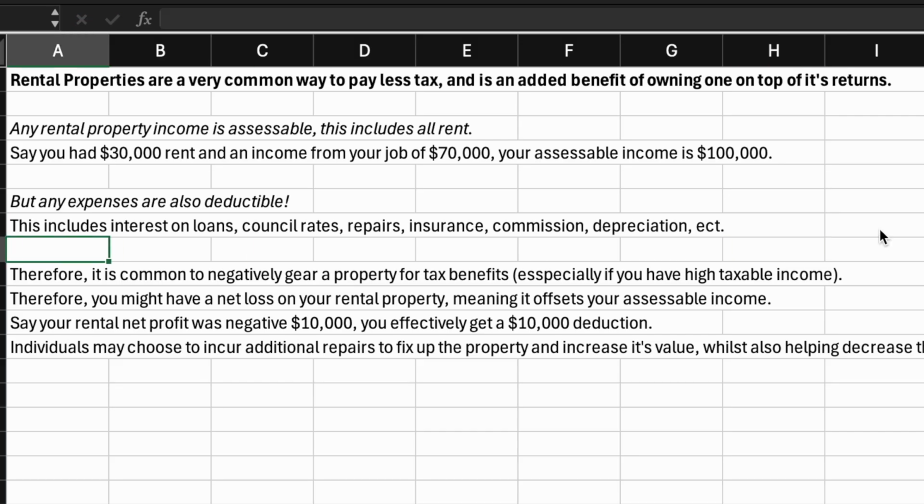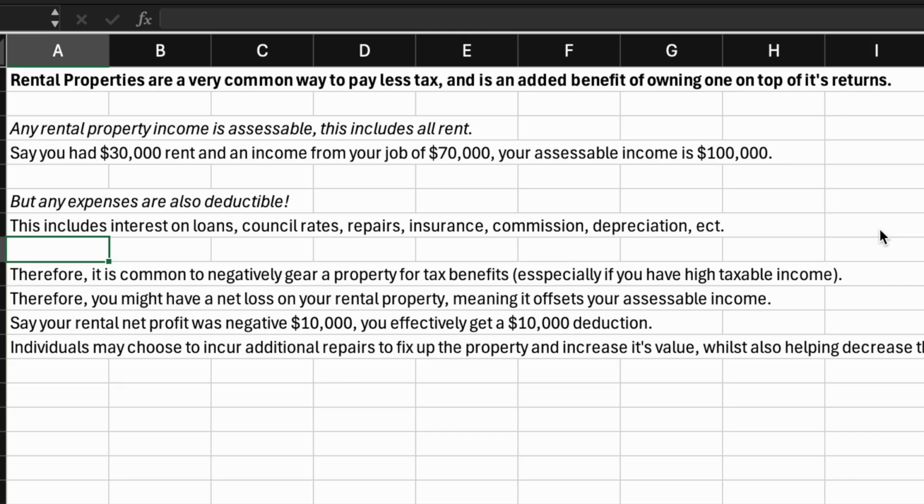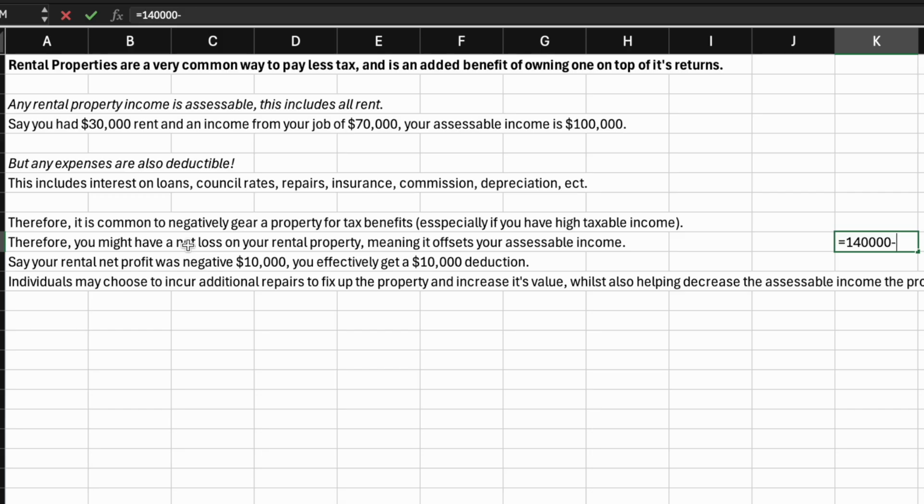This is why it can be very beneficial with tax to have a negatively geared property, especially if you have a high income. That's why I often see people who have rental properties purposely having a net loss on their property. So say they're on a high income of $140,000 and they managed to have a loss on this property. So they might have had revenue from their rent of $40,000, but they had expenses of $50,000, meaning they lost $10,000. That's effectively a $10,000 deduction or a $10,000 decrease in their taxable income, which of course saves them on tax.